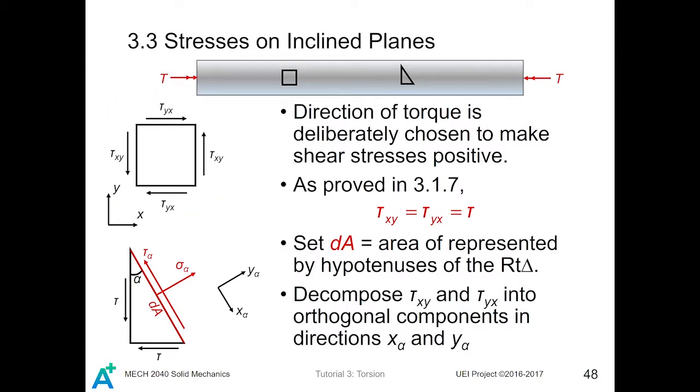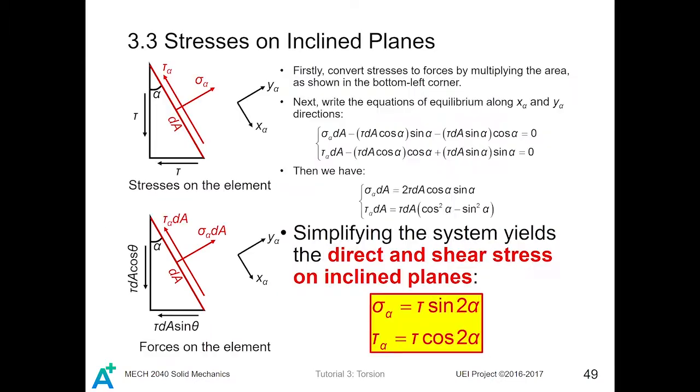Since we know that the shear stress tau xy equals tau yx from the previous tutorial, we can sketch the stress element in this way. Therefore, we can derive the direct stress and the shear stress acting on this inclined plane by using this triangular wedge. Next, we decompose tau xy and tau yx in the directions of x alpha and y alpha.